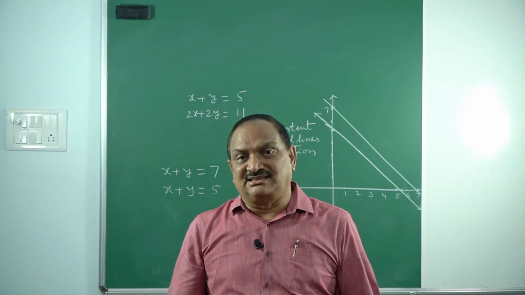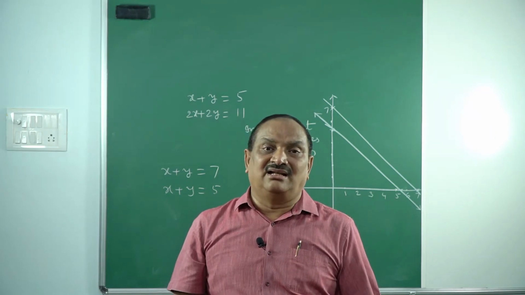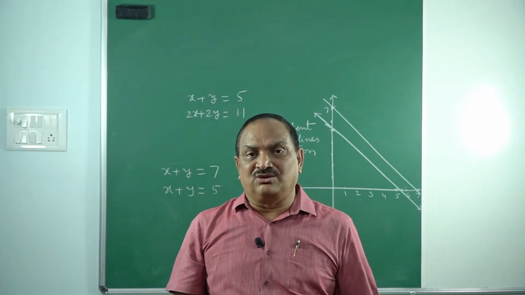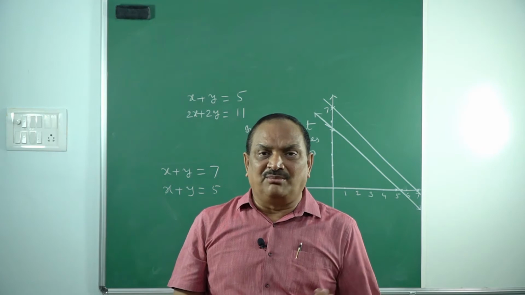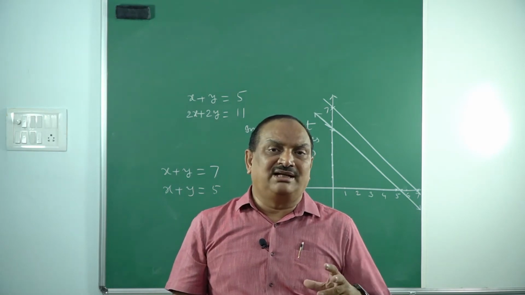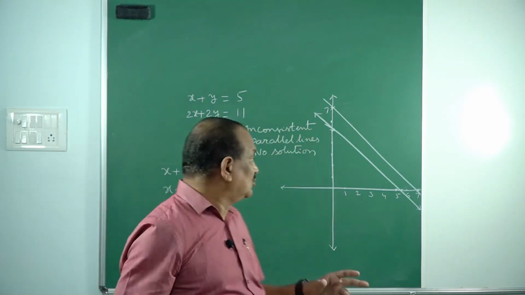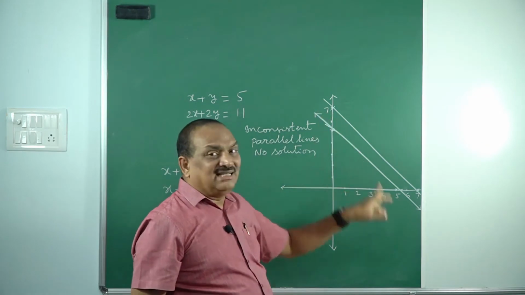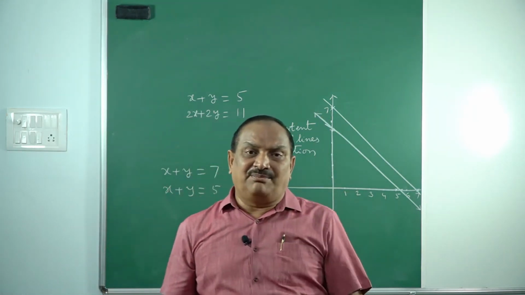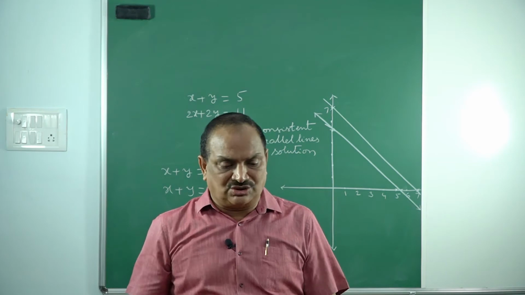And therefore the system remains inconsistent. The lines are parallel and you can't expect a solution for that because there is no common point. Okay, there is no common point lying on both the lines. So this is what we mean by inconsistent: lines are parallel and there is no solution.